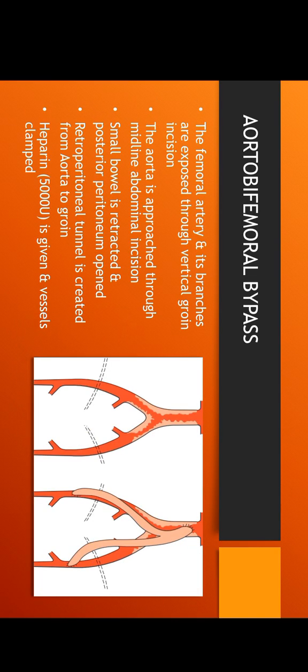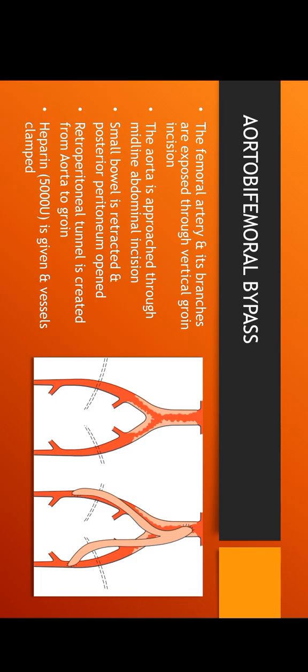Aortobifemoral bypass is usually done with a Dacron graft. The femoral artery and its branches are exposed through a vertical groin incision. The aorta is approached through a midline abdominal incision. A transverse incision is avoided to prevent damage to the inferior epigastric vessel. The small bowel is retracted and the posterior peritoneum is opened. A retroperitoneal tunnel is created from the aorta to the groin.